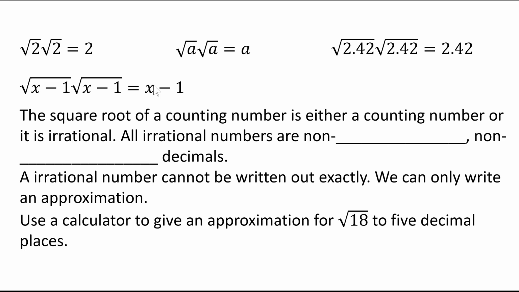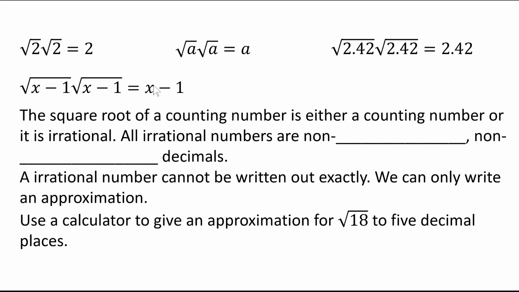So the square root of 4 times the square root of 4 is 4. The square root of a billion times the square root of a billion is a billion. All right, I can't stress that enough. So the square root of a counting number is either a counting number or it's irrational. This is what I was talking about before.